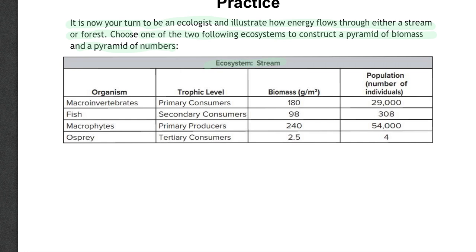I am giving you this data table which shows the stream ecosystem. Here the organisms and trophic levels are given, for example, primary producers, then the primary consumers, secondary consumers, and tertiary consumers. The biomass is also given and the population size is also given. Now you have to draw the pyramid.